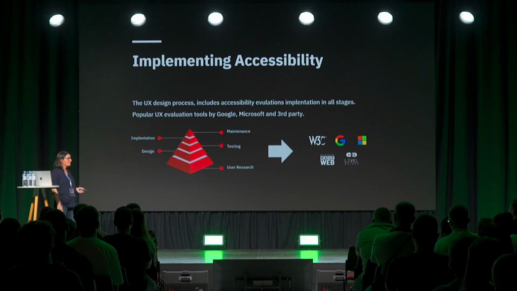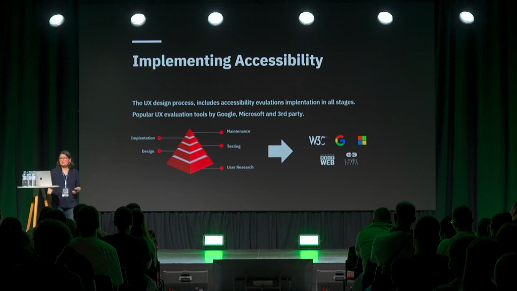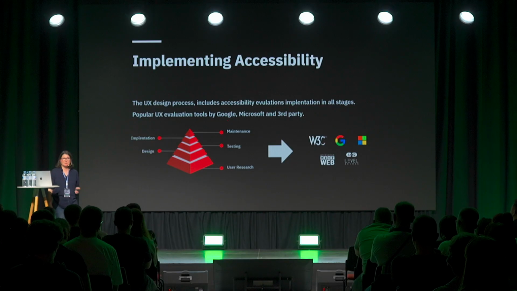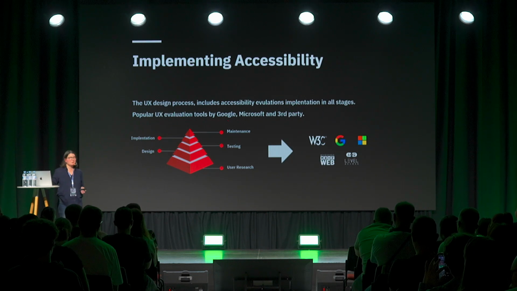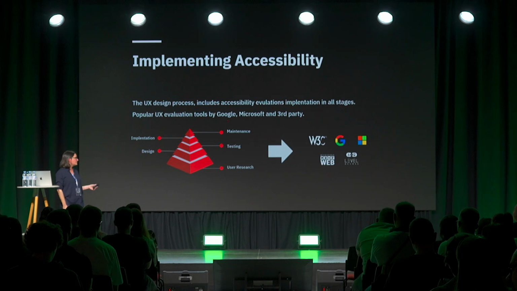Now let's transition into the practical aspects of implementing accessibility in all stages of the UX design process. By including UX evaluation tools through all the stages of user research, design, prototyping, testing, implementation, and maintenance, there are currently 166 UX evaluation tools listed on the W3C website. A few of these popular tools are created by Google and Microsoft, and they also function within Chrome.